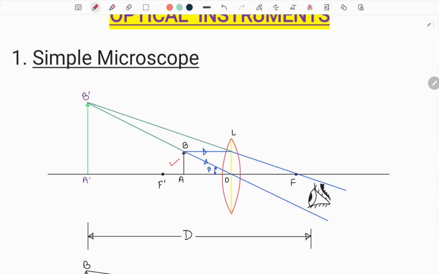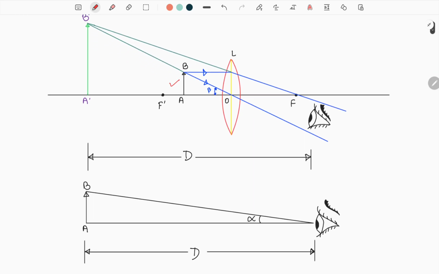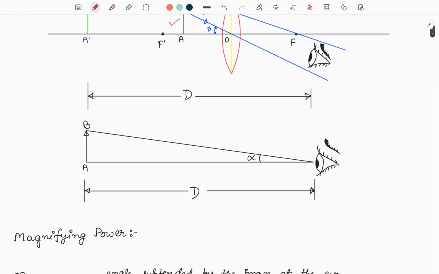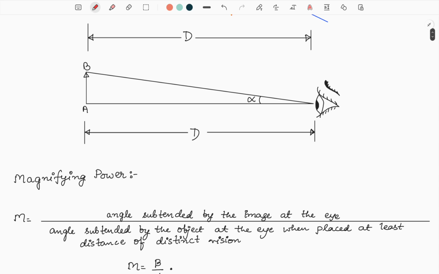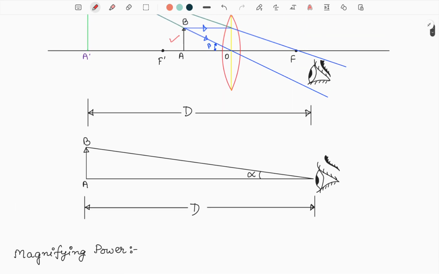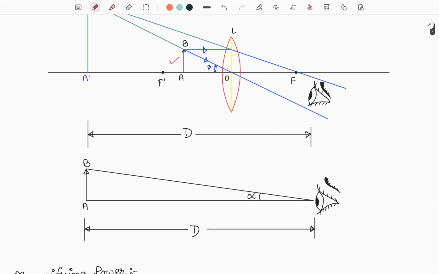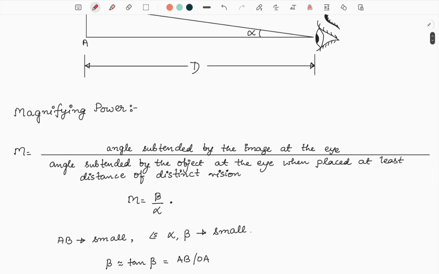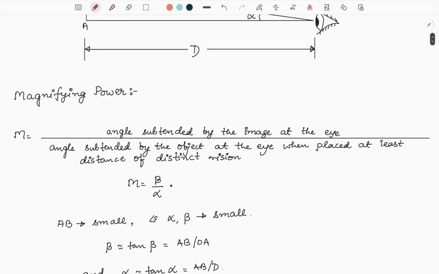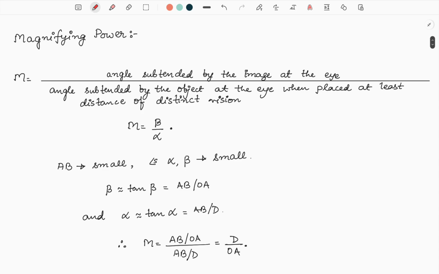Now let us see what are the formulas involved in calculating the magnifying power of a simple microscope. To calculate the magnifying power, we have to use two angles. First one is the angle subtended by the image at the eye, which is beta. The second angle is the angle subtended by the object when it is placed at the least distance of distinct vision. That angle will be alpha. Since alpha and beta are very small, we can take beta as tan beta and alpha as tan alpha.